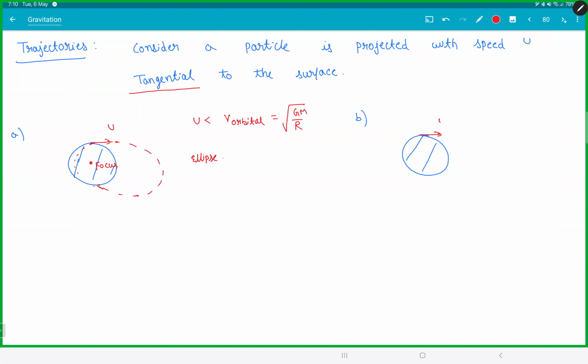Same thing if you go with speed u and let's say u is equal to v orbit. And this is the definition of orbital velocity. You start going in a circle.